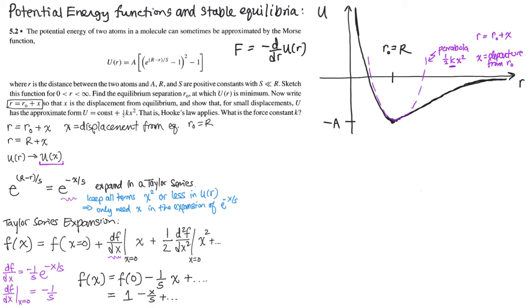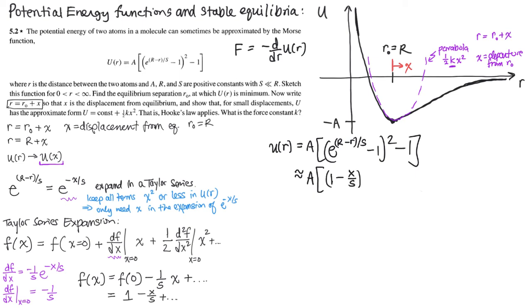So what we have left now is that we want to return to our potential, u of r, and we want to re-express it in terms of the deviation from equilibrium. So we'll do the following. And our goal is to re-express that potential in terms of x, where x is a coordinate relative to r naught, relative to our equilibrium position. And we're going to do that by expanding the exponential. And we see that the expansion of the exponential gives us a 1 minus x over s, which we're then subtracting a 1 off of and squaring.